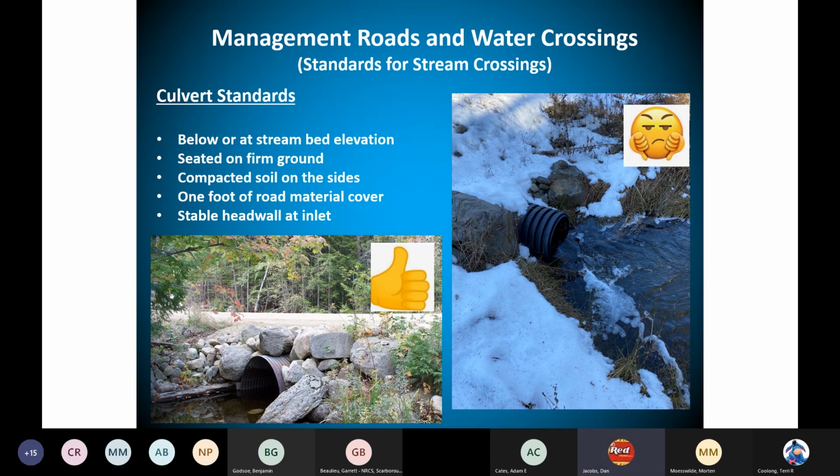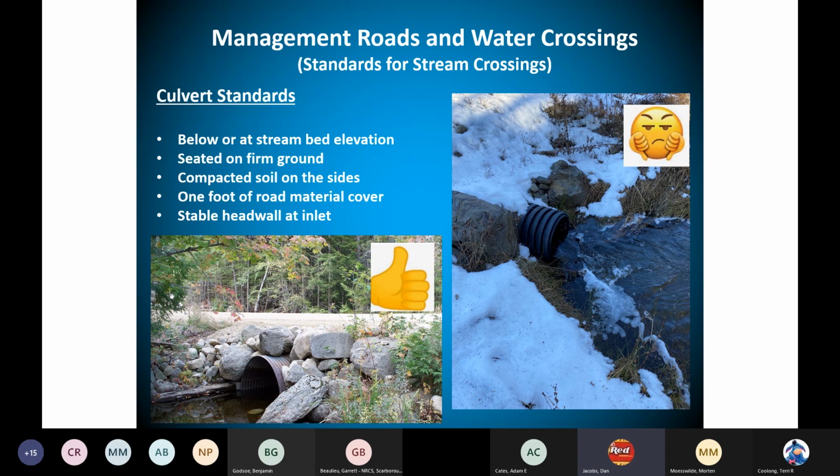So I've got a good picture and a bad picture here. We have 2 stream crossings. One was done appropriately and one is not up to standards. These are some of the standards that have to be followed for culvert installation. They have to be at or below the stream bed. So if you are embedding a culvert in a stream channel, you need to take into account that when you determine the size culvert that you need, because you're going to be taking out some of the cross-sectional opening if you embed the culvert.